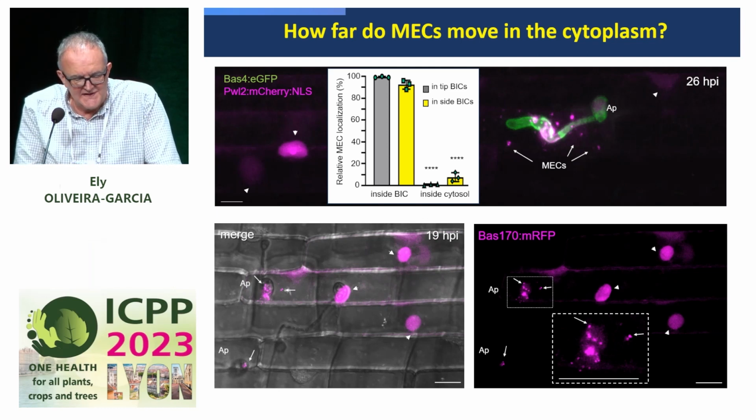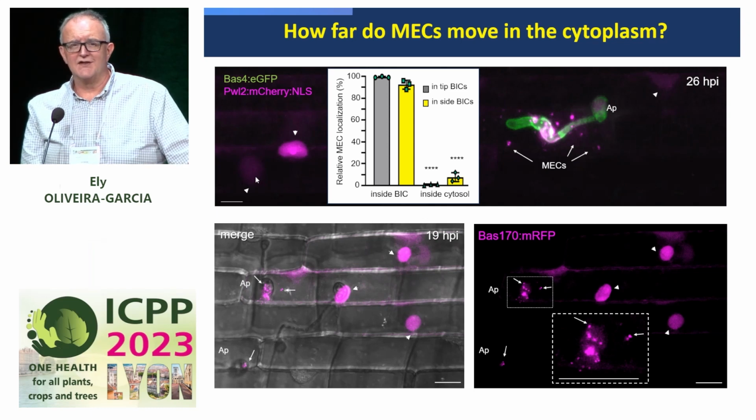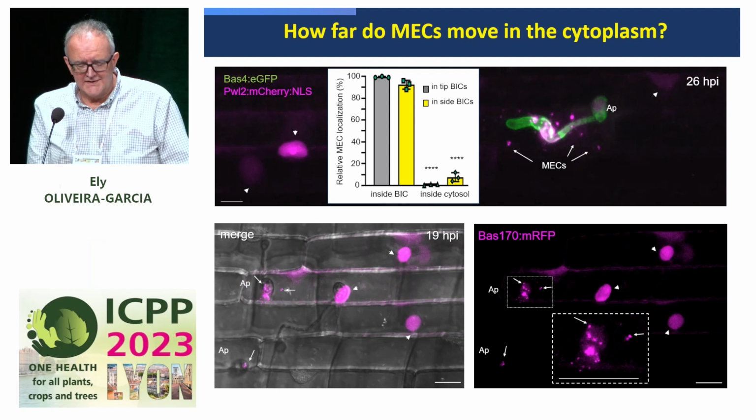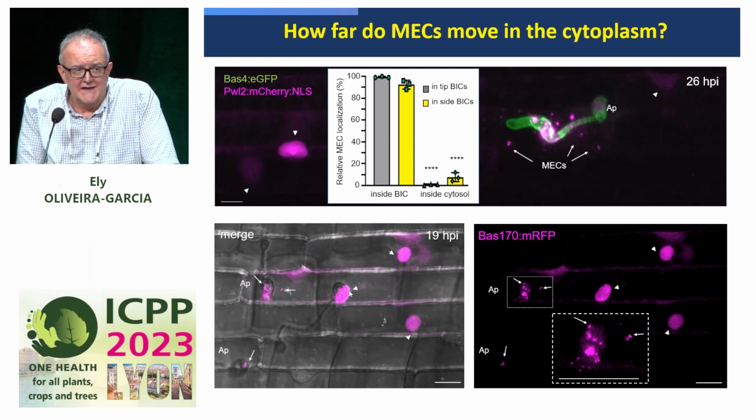And you can see that both with PWL2, and in this instance, PWL2 is being labeled with a nuclear localization signal to target it to the nucleus so that we can see it. So it just increases its relative concentration in the cell. But BAS170, which is actually a nuclear localized effector, goes naturally to the nucleus. That one too, so you can see it lighting up the rice nuclei in this panel.